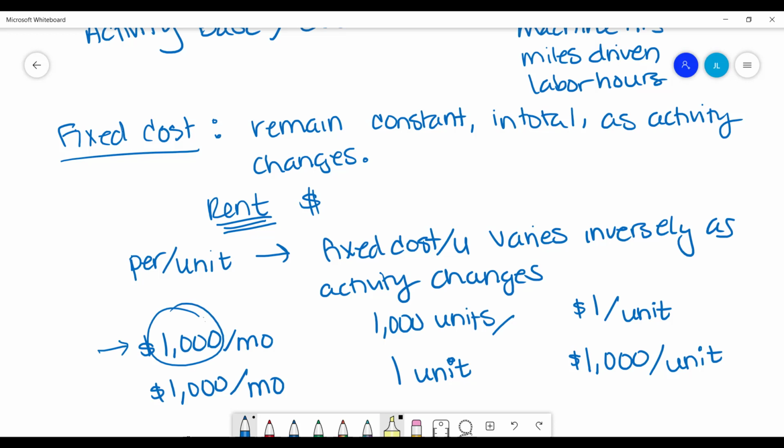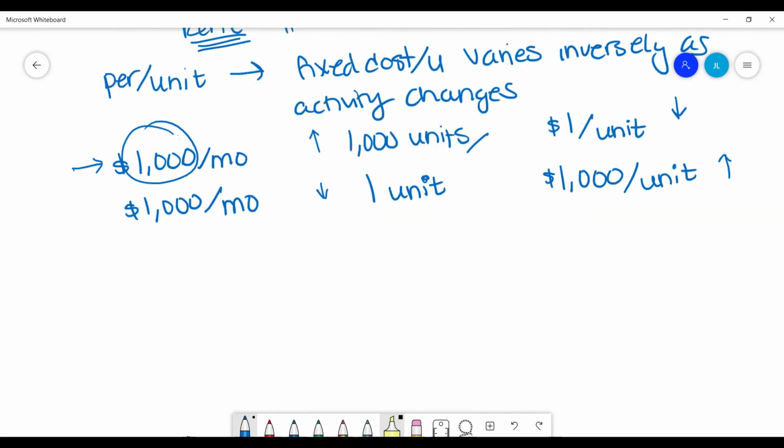But per unit, it varies inversely. As activity goes up, let's say in this case to 1,000, the cost per unit goes down. Whereas when your activity level goes down, the cost per unit goes up. Okay, so you see how that has an inverse relationship there. And there are different kinds of fixed costs.